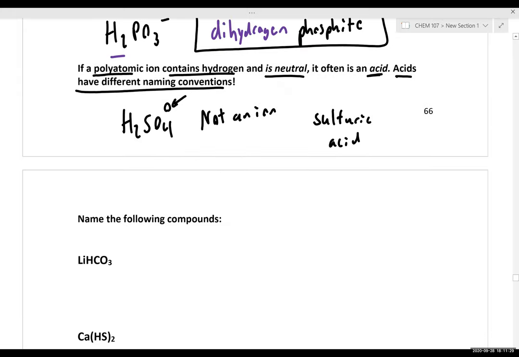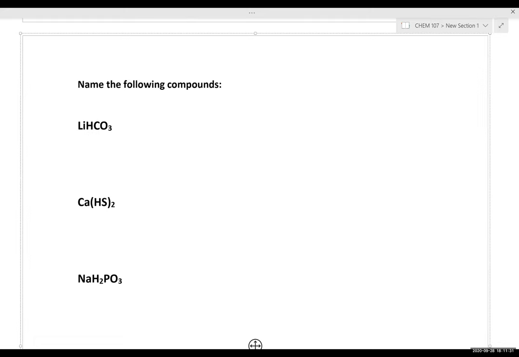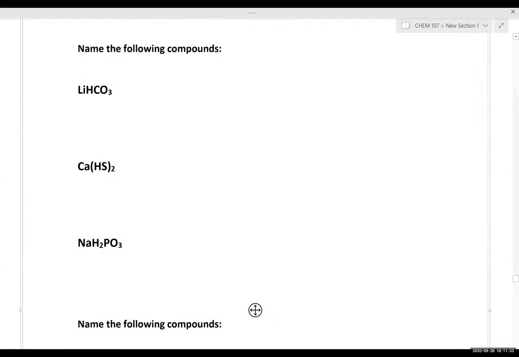Okay, so let's do some examples. I'll do the first in this set and you'll do the next. First and foremost, let's look at this formula. I'm going to write the name of my cation, which is lithium, and then HCO3, I'd write it as hydrogen carbonate.